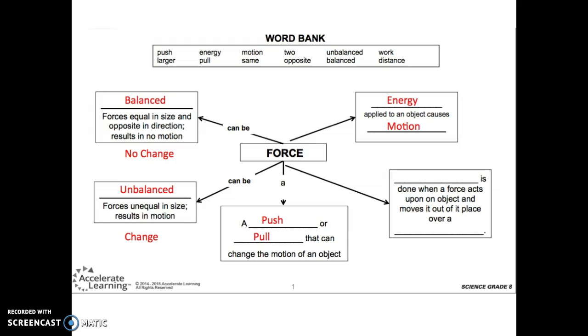The next thing we're going to talk about is something called work. Work is done when a force acts upon an object and moves it out of its place over a distance. The important word here is distance. You must move something a distance for work to be done.